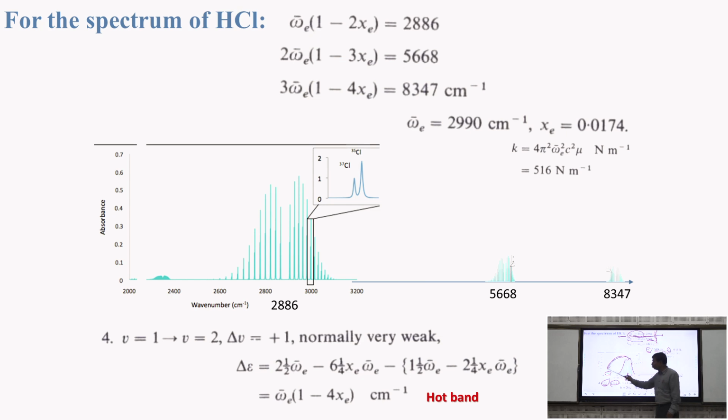And how to know that this is not the fundamental band? Obviously, the intensity will be much less, and this intensity will also vary significantly if you change the temperature of the system. If you increase the temperature, this intensity will vary significantly. So this is known as a hot band.